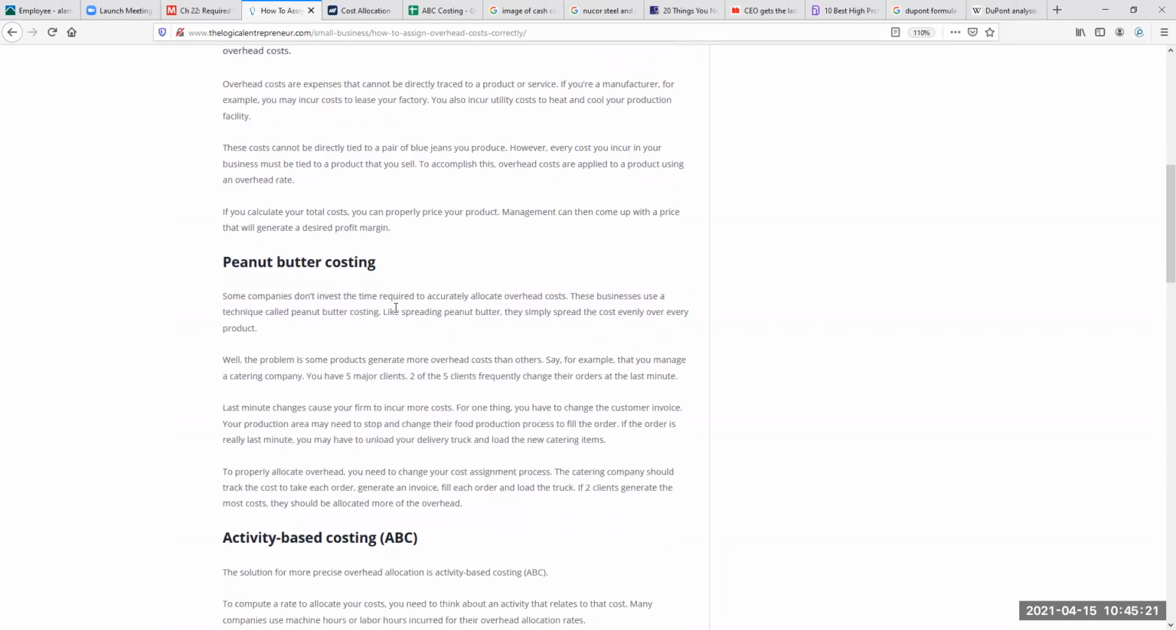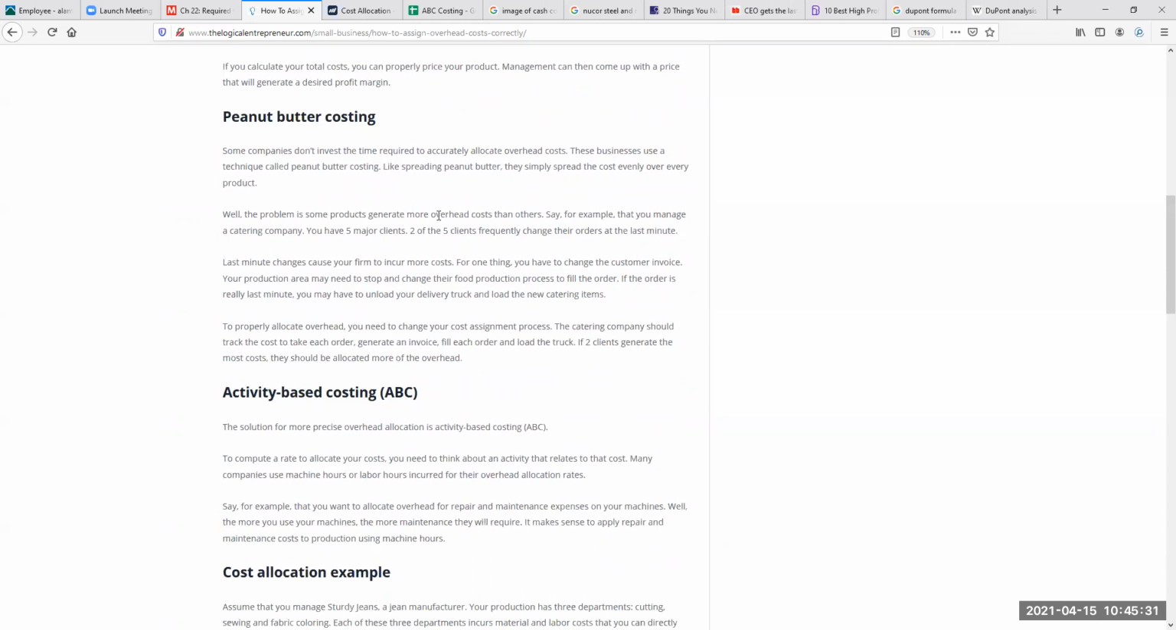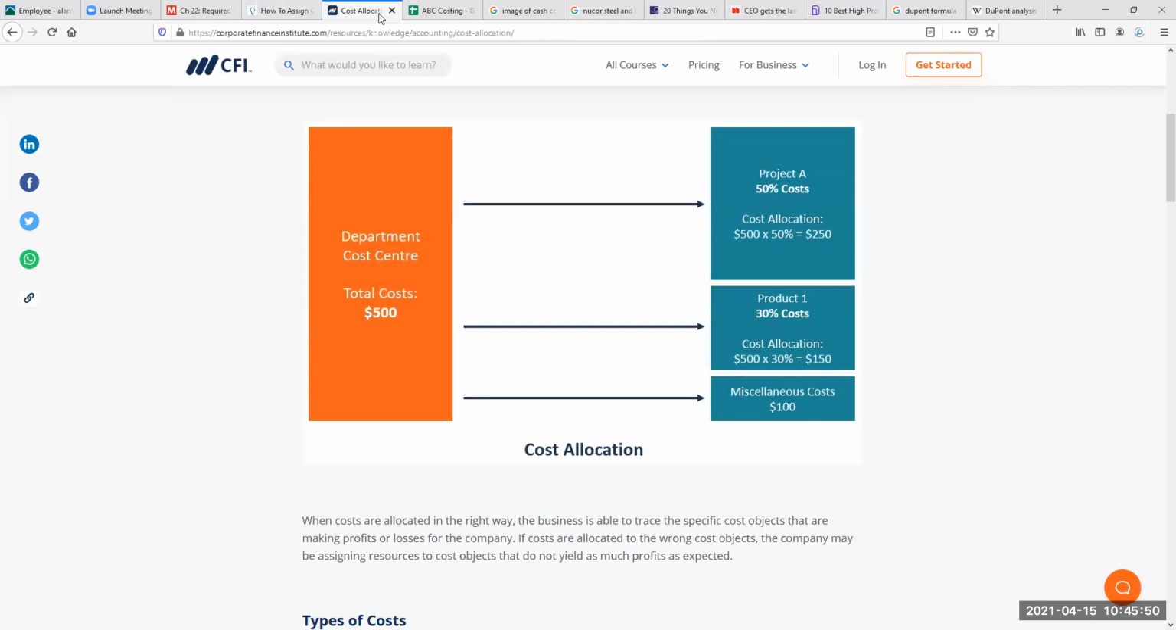Now, the peanut butter method means you spread it everywhere. You simply spread the cost evenly over every product. Well, the problem with that is it's not very efficient. So there's also a solution for this, a more precise overhead allocation, which is activity based. I'd like to share with you one I created for you here. How about this cost allocation?